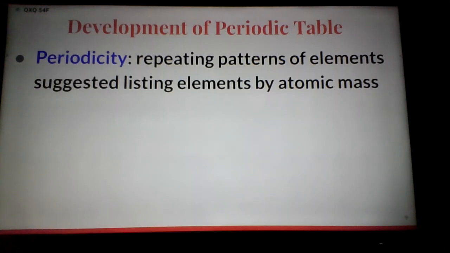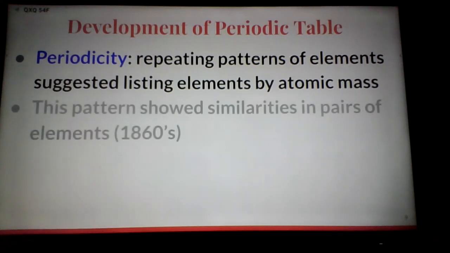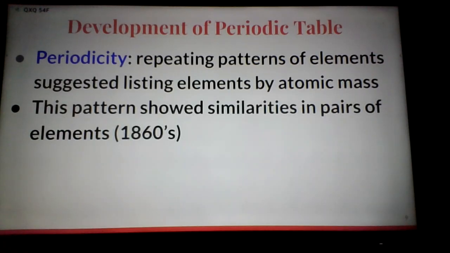Remember, a row is called a period. So the repeating patterns of elements suggested listing the elements by the atomic mass, and that was great for a while. However, there are a few places on the periodic table where that didn't work out. In fact, as far as mass goes, argon's mass is a little bit larger than potassium's, but argon is atomic number 18 and potassium is atomic number 19. And as more got learned about the elements, scientists started to realize we'd be better off by putting things in order of atomic number instead of mass number.